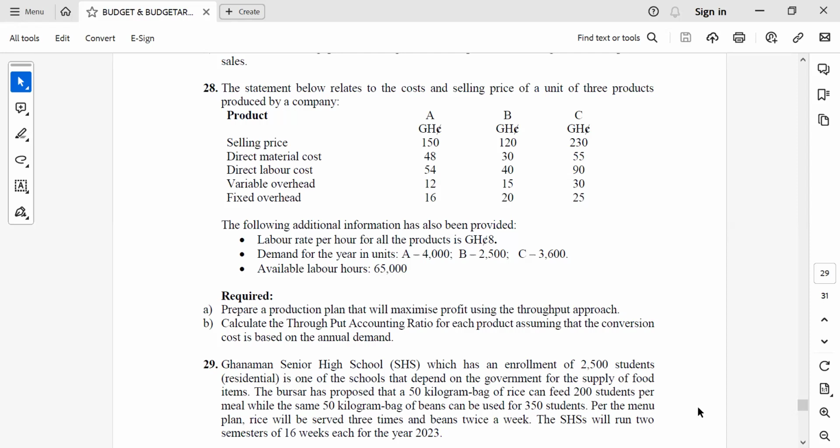You cannot compare orange with mango. They are not the same. So the hours that we are using to produce each of them are not the same. So let's now bring them to a common basis. That will be per hour.